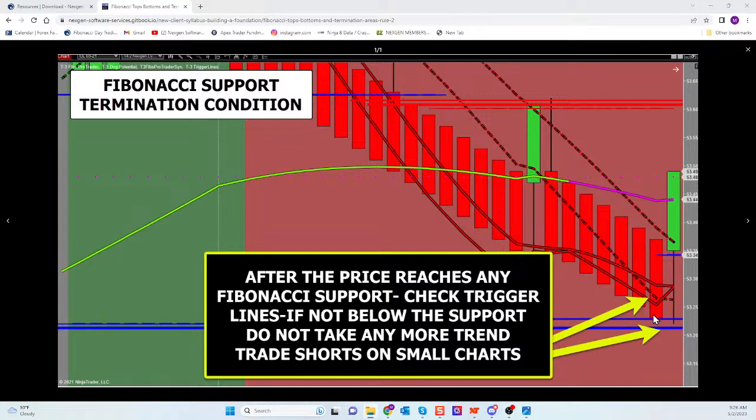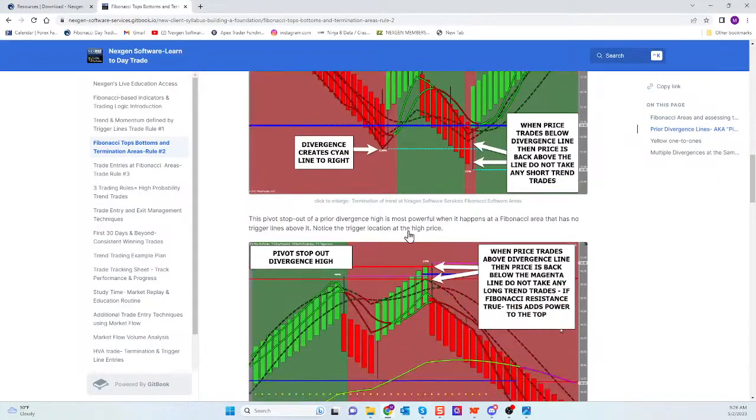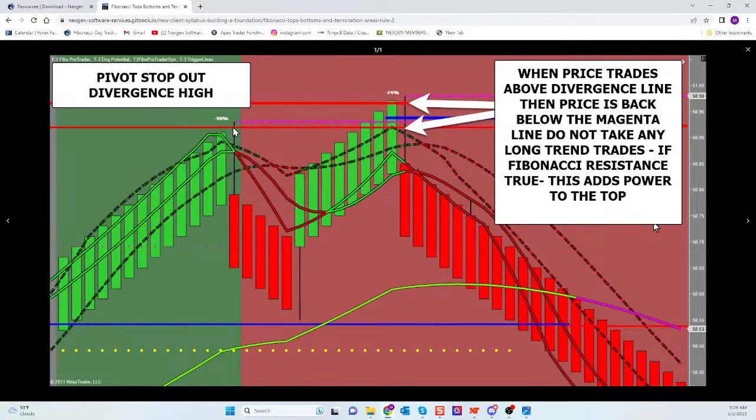If the trigger lines don't break through, we call it a termination condition. Rule number 2 hasn't been met. And you can see the bounce that that one creates. Price reaches resistance. Trigger lines can't break through. Resistance tells us no more long trades. Pulls all the way down to support. Trigger lines remain above. No more short trades.